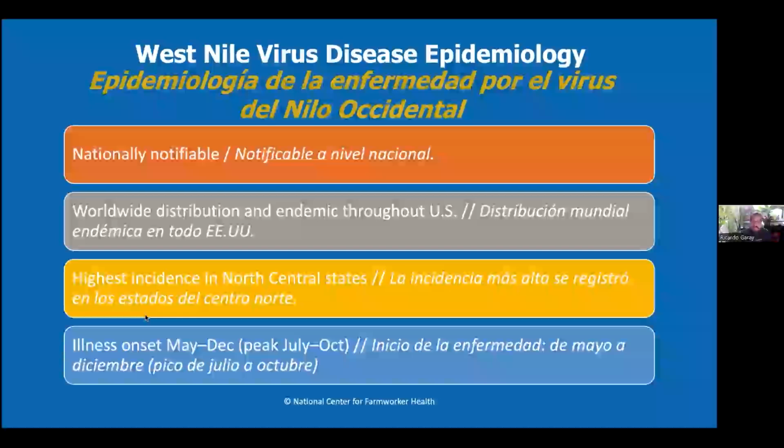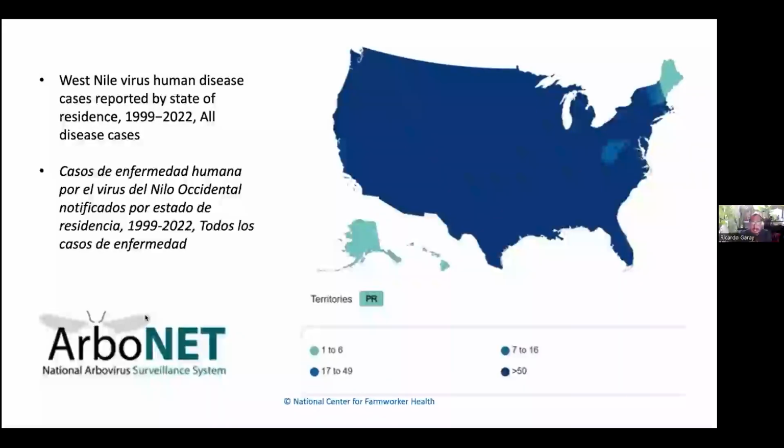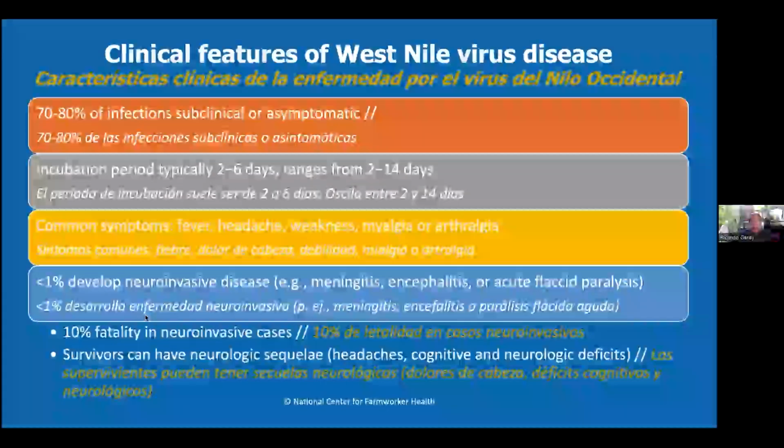The highest incidence has happened in the north central states. It's important to know that the illness onset is between May and December, with the peak between July and October being the months when it is most reported and the incidence is greatest within the United States. For West Nile virus human disease, the cases were reported by state of residence. As you can see, cases were occurring in Maine, the very tip of the northeast part of the country, but you can see that cases have been reported in the whole country, and that's the reason why they have to be reported, in order to have a system of acknowledgement as to where it is happening.